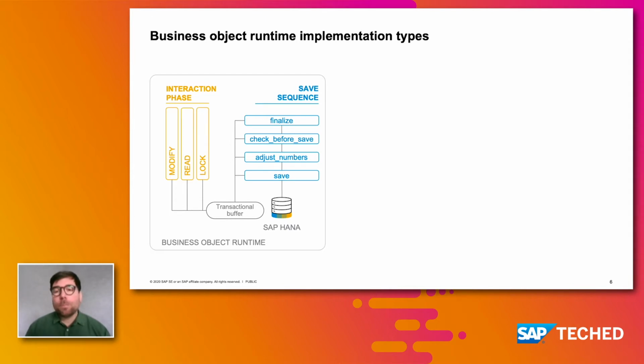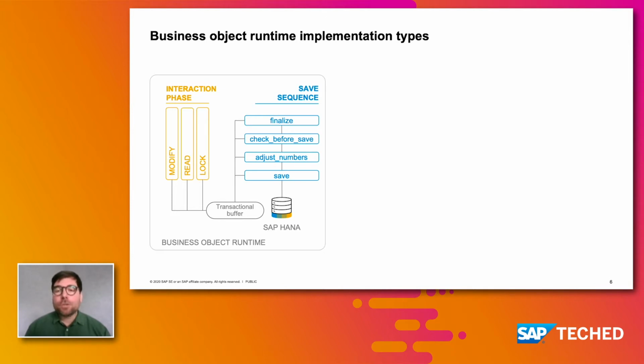First of all, business objects have to finalize the latest changes. Because maybe changes are too expensive to do in the interaction phase or are not reasonable, we can do the latest changes in the finalize step. In the check before save, every business object can complain for the last time whether or not the current status is consistent. If it's not consistent, then the save sequence is interrupted and we are again in the interaction phase and the end user can correct the issue.